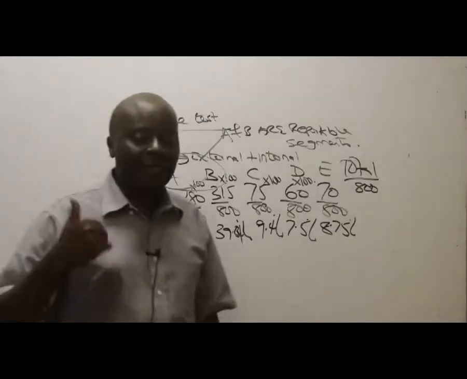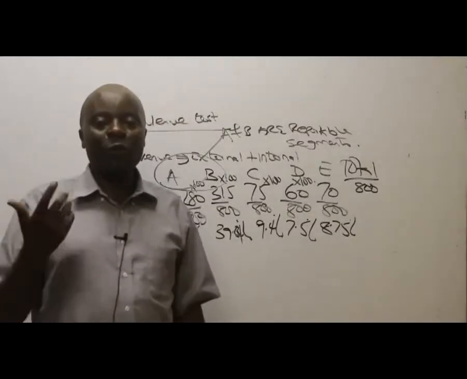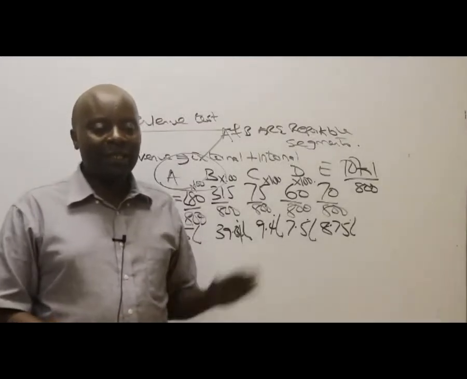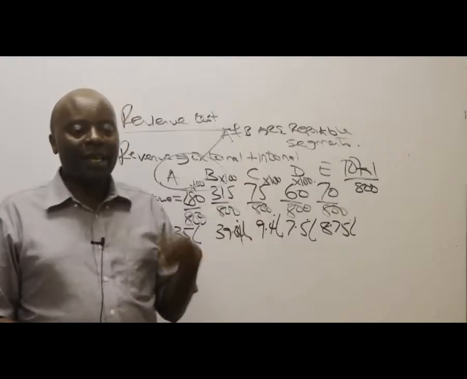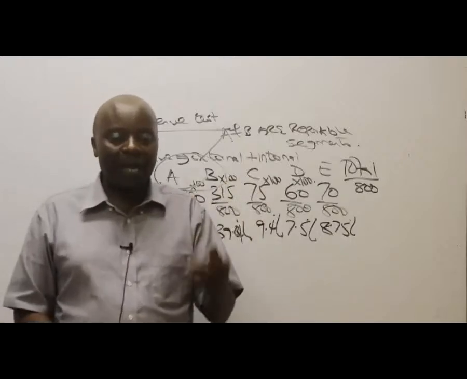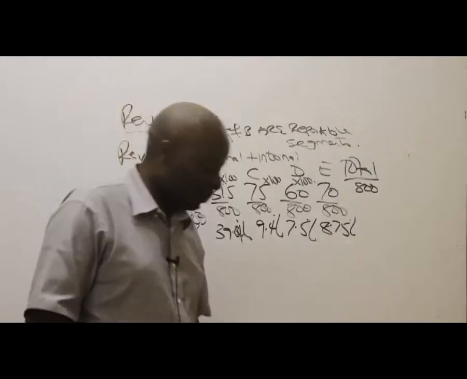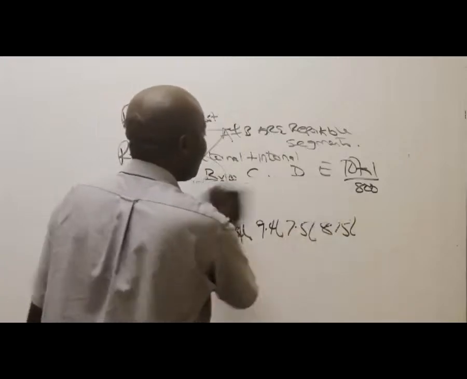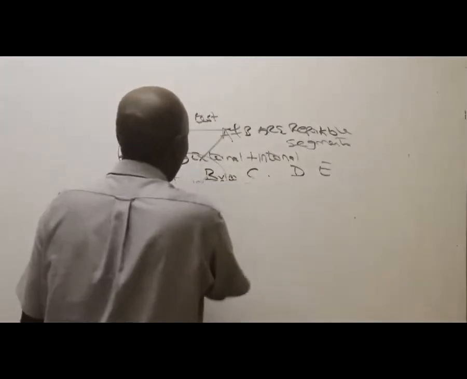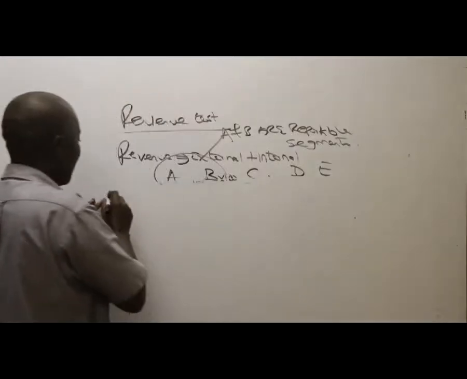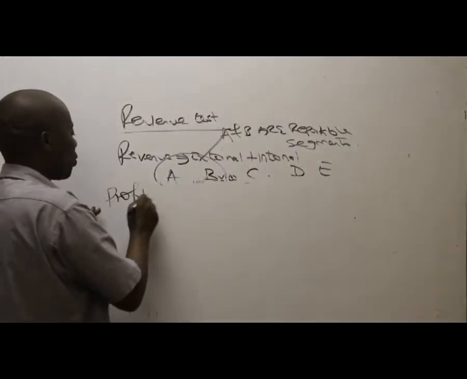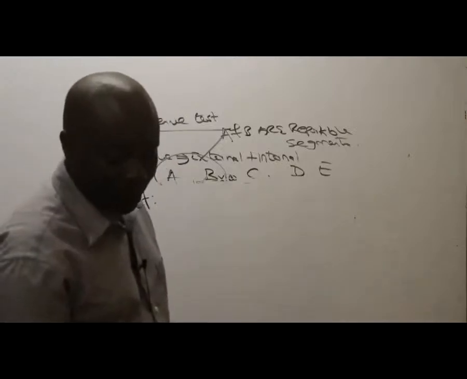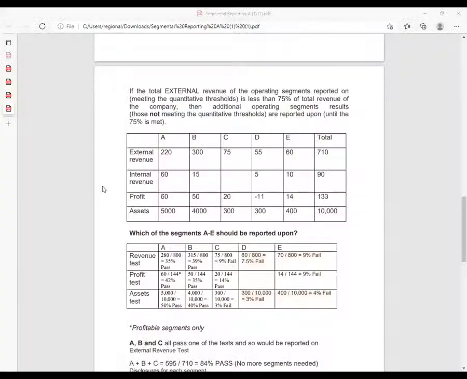Now, is there any other criteria you as an accountant would ask your juniors to look at before you say, these are the only ones that I'll report on? Is there any other test you expect to be applied? Profit, thank you very much, Shem. So profit is quite easy. So in form of profit, what do we have?